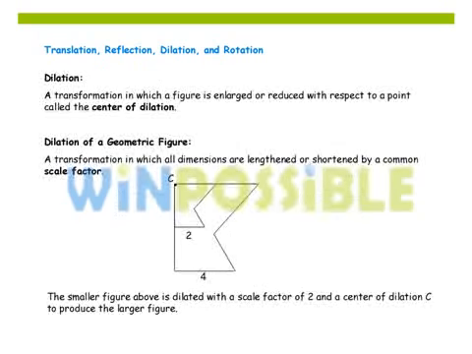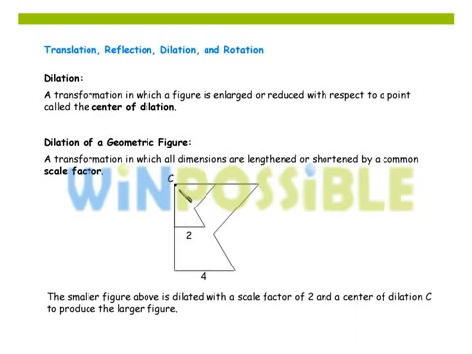A dilation is a transformation in which a figure is enlarged or reduced with respect to a point called the center of dilation. For the dilation of a geometric figure, this is a transformation in which all dimensions are lengthened or shortened by a common scale factor.